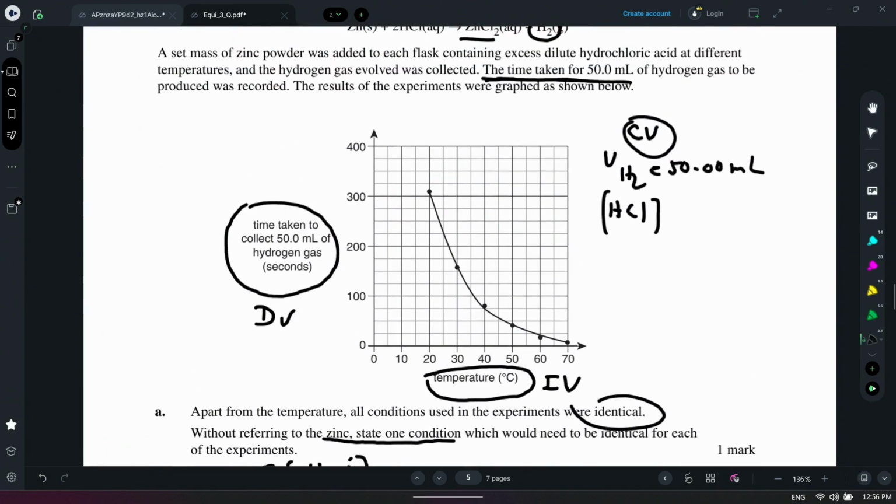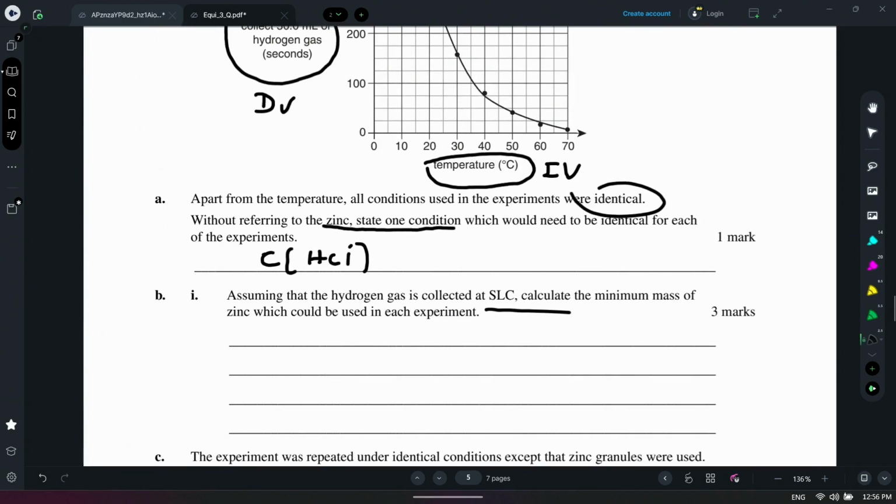Oh, that is a bit of a calculation question. Minimum mass. So what we do here: zinc and HCl reacting to give zinc chloride and hydrogen gas. The volume of the hydrogen gas is 50 milliliters at SLC. You must be collecting that, so you can find the number of moles of hydrogen.